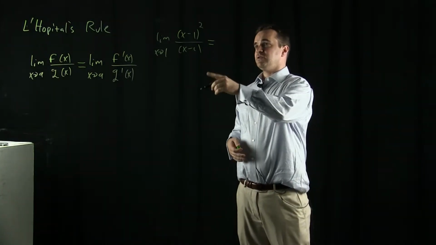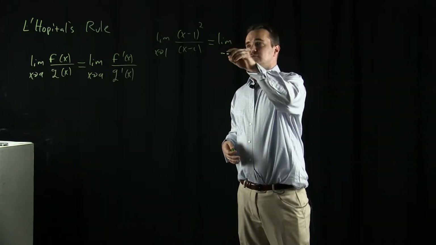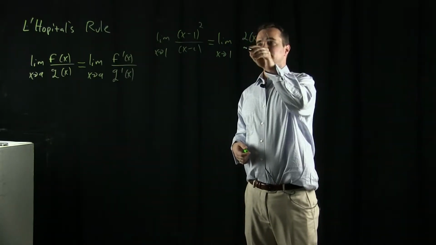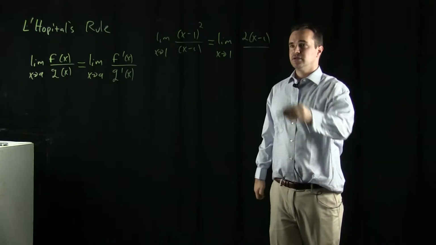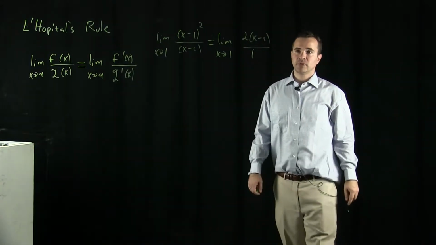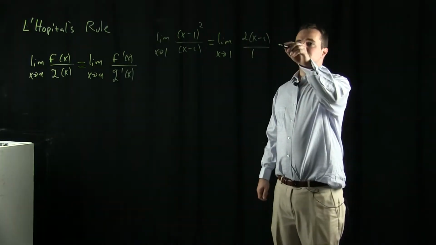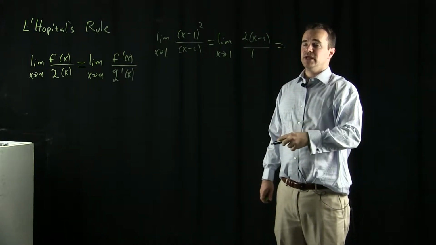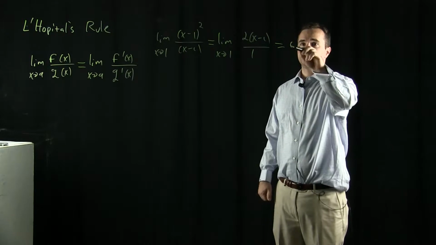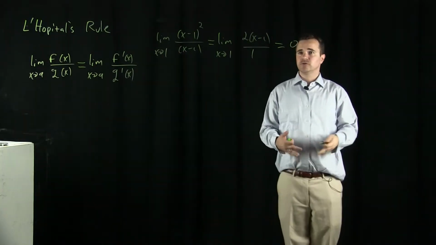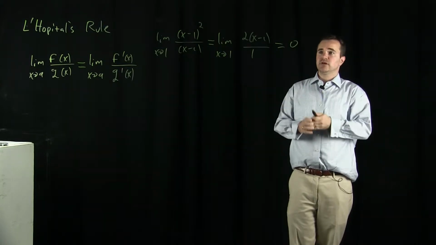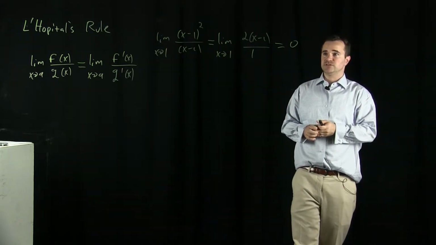So when I do that, I take the derivative of the numerator to get 2 times (x minus 1). Take the derivative of the denominator to get 1. And now when I plug in, it's no longer indeterminate, so I can plug in and I'll get 2 times (1 minus 1) equals 0. So L'Hopital's rule verified for me something that I knew already, that this limit was equal to 0.